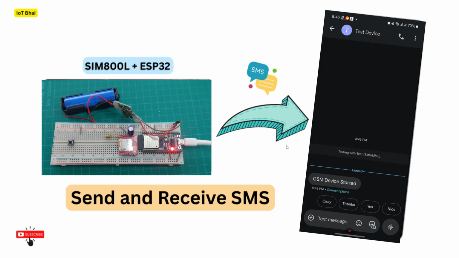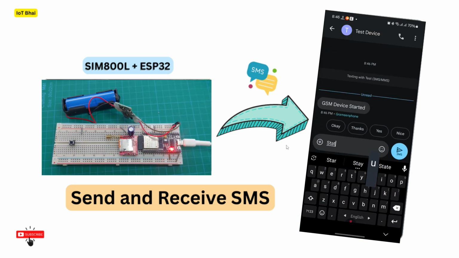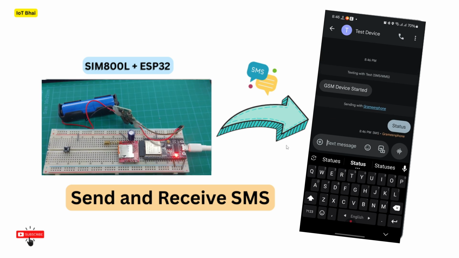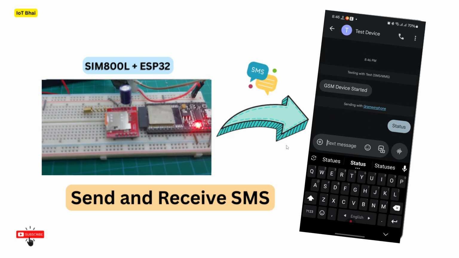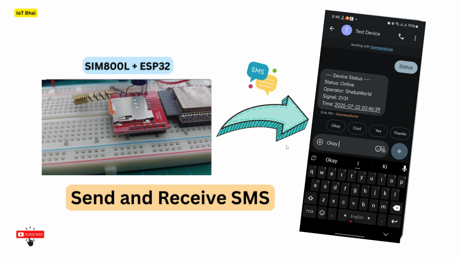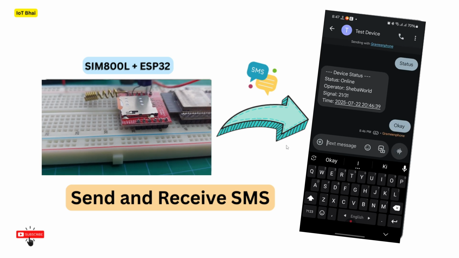Today we are going to do a new experiment with SIM800L and ESP32, and the experiment is to send and receive SMS. How we can send the SMS and how we can receive the SMS. Okay, so today's experiment will be very interesting.